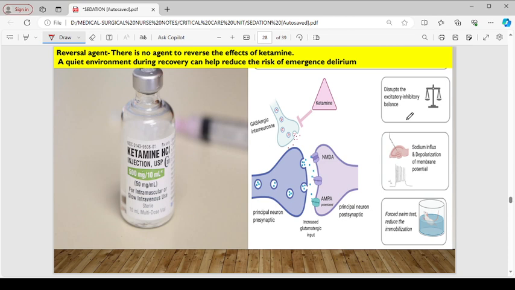Okay. So for reversal agents, there's no agent to reverse the effects of ketamine, right? But a quiet environment may be helpful in recovery, okay, and it can help reduce the risk of emergence delirium, okay, because that's what this drug is associated with, okay? So the NMDA neurons are prevented from the attachment of those sites, all right?